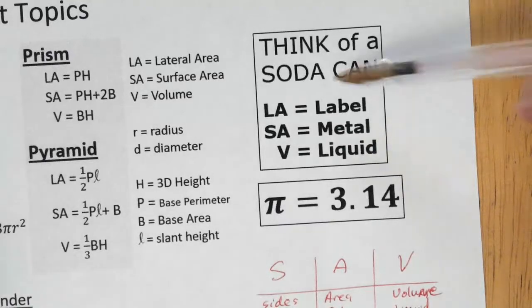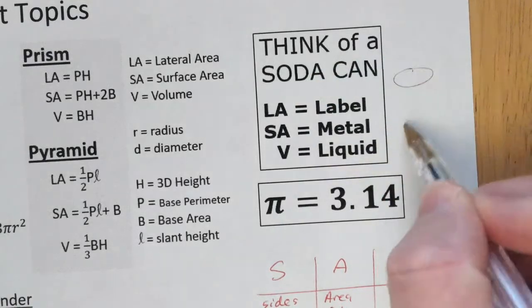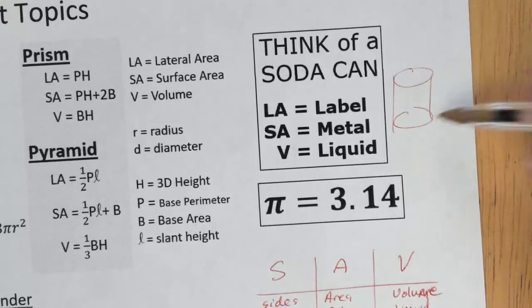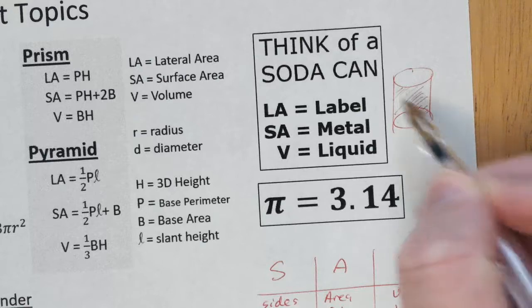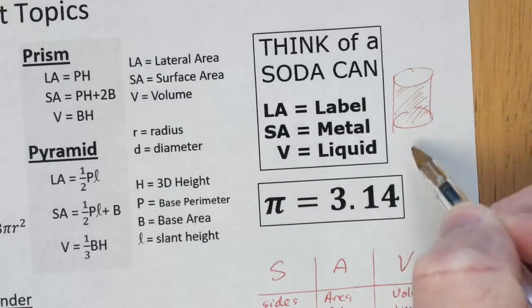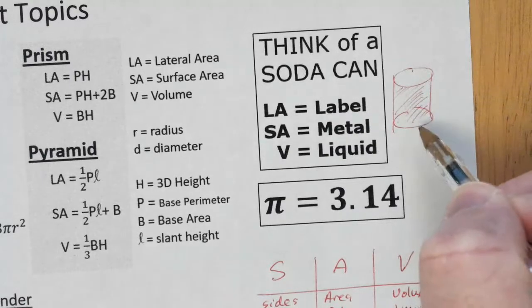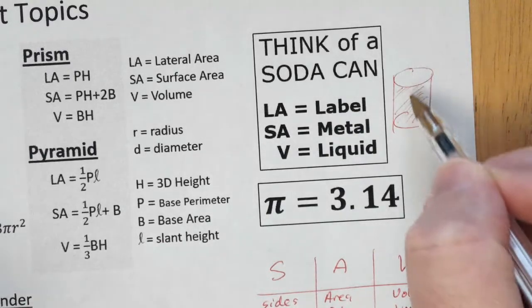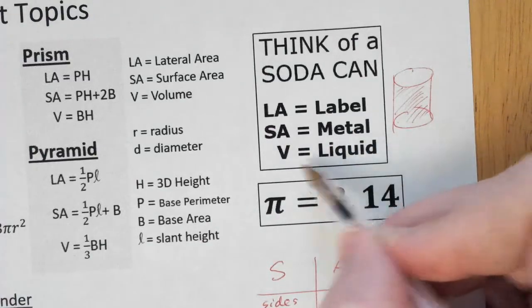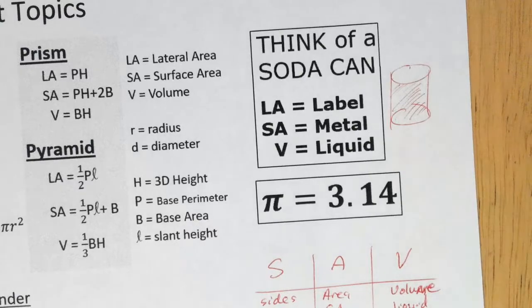If you're trying to figure out, are you doing lateral area, surface area, or volume, think about a soda can. So are we talking about the label of the soda can? So here's the soda, right? So the label would just be this part, right? The label on the outside, right? Now, or are we talking about the metal? So is that the label around, and the top and the bottom? That would be the metal, right? And then volume would be how filled up is it, all the liquid on the inside.